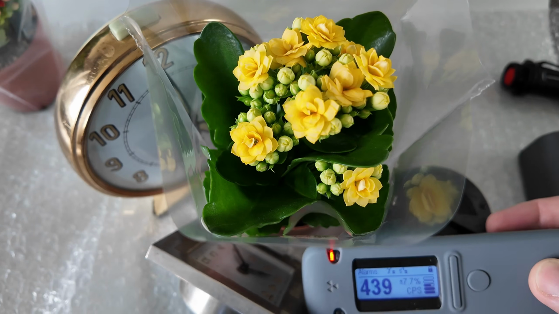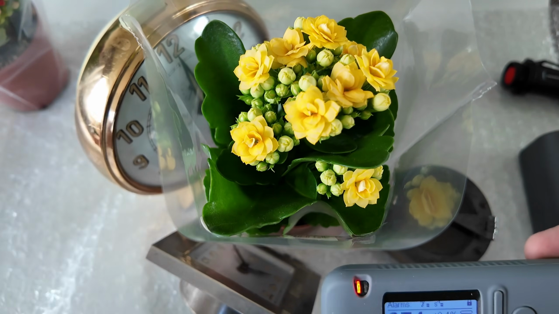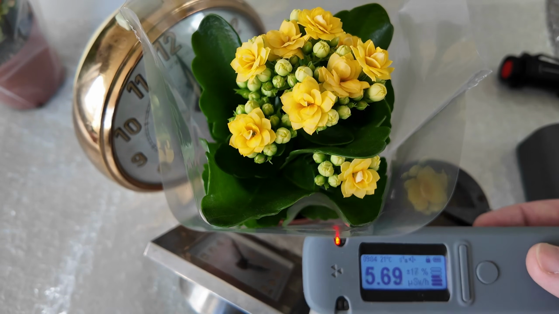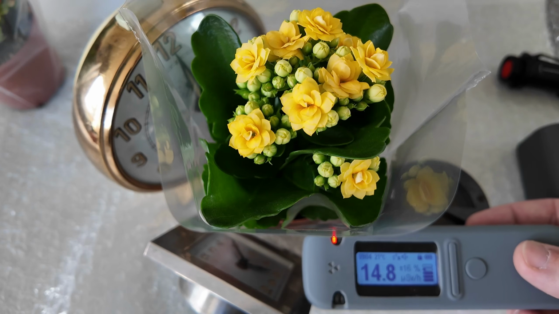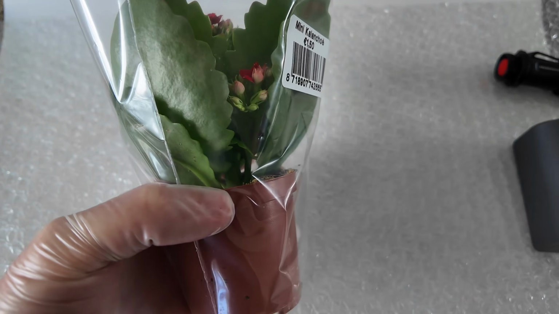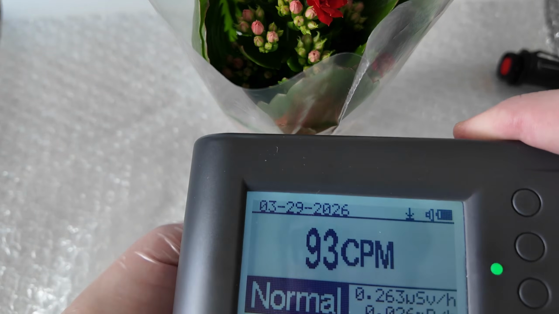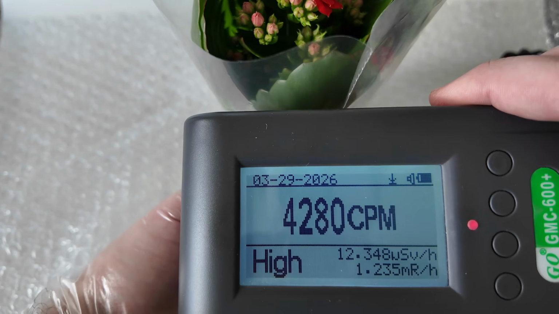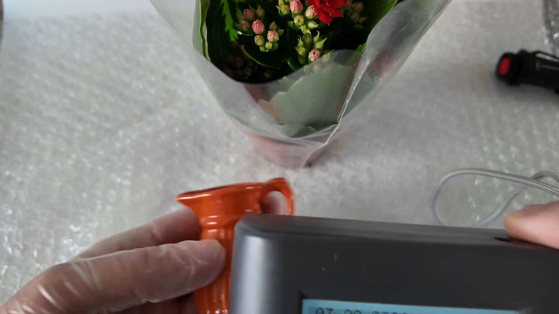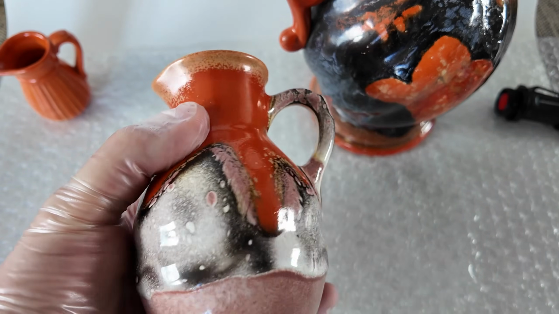So the first yellow plant will be exposed to the gamma radiation provided by radium. As we can see, the higher radiation is detectable near the plant, but I will make more detailed measurements later. And the next plant will be exposed to the beta radiation provided by the uranium glaze. I have 3 jars which I will place around the plant.